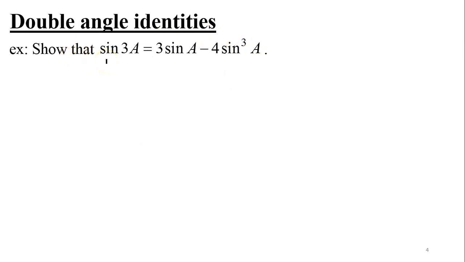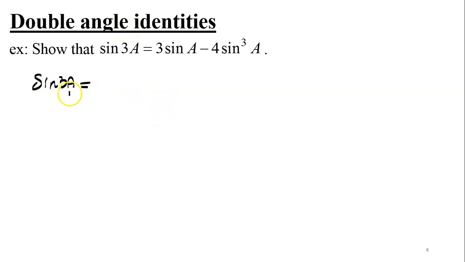In this third example, we are asked to show that sine 3a is equal to 3 sine a minus 4 sine cubed a. Now, in order to prove this identity, usually whenever we have an identity to prove, we either start with the left-hand side and try to reach the right-hand side, or start with the right-hand side and try to reach the left-hand side, or start with each side separately and try to prove that each side is equal to the same quantity. However, over here there's nothing much I can do on the right-hand side, so this is why I would start with the left-hand side and try to reach the right-hand side.